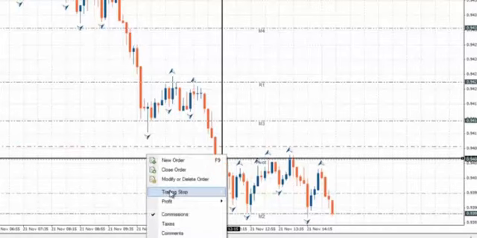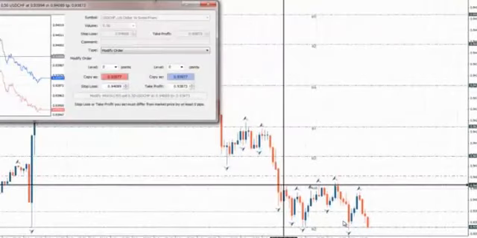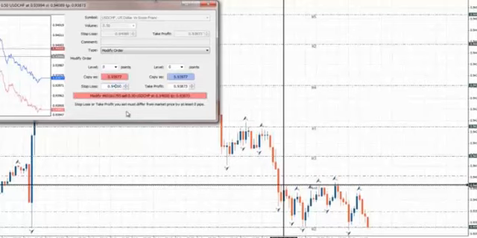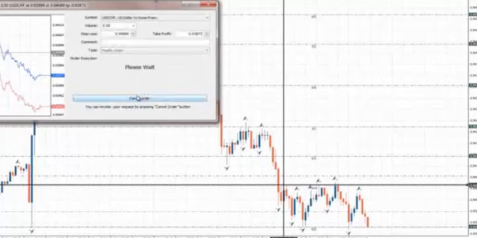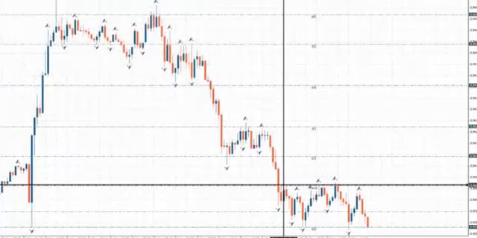Now that we have a fully formed up fractal, we can modify our stop-loss level. Right-click on the working order in the trade terminal and select Modify Order. The order box will pop up on the screen. In the stop-loss box, type in the new stop-loss value, which is 0.94064. Now click the Modify button. We have now reduced our risk by 2.5 pips.